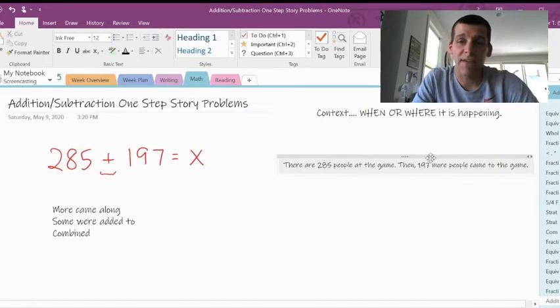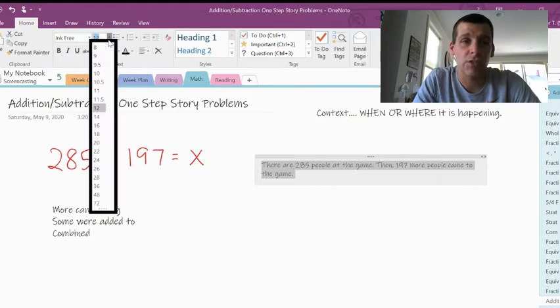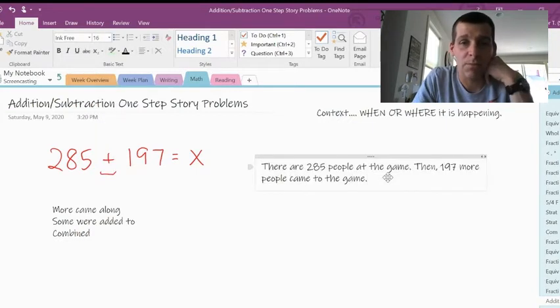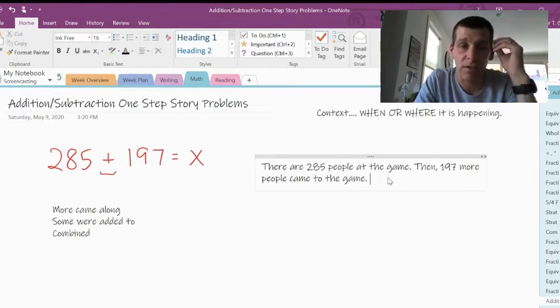So at this point, I've given a context for it, but I'm not really asking a question. And I want to make sure that, in particular, when we're talking about story problems, the most important part is the question that we're asking. What do we want people to be looking for? That's what gives them an idea of an equation and how they're going to solve it.